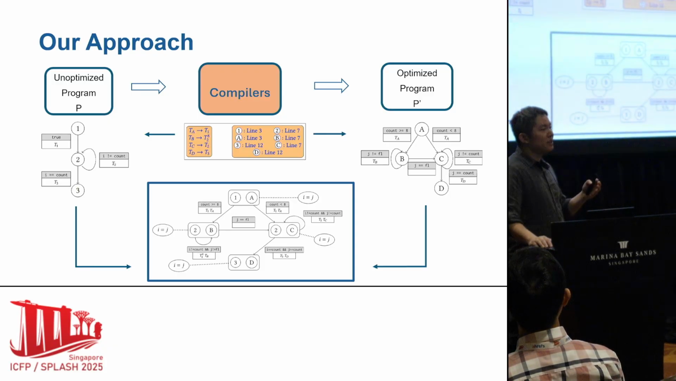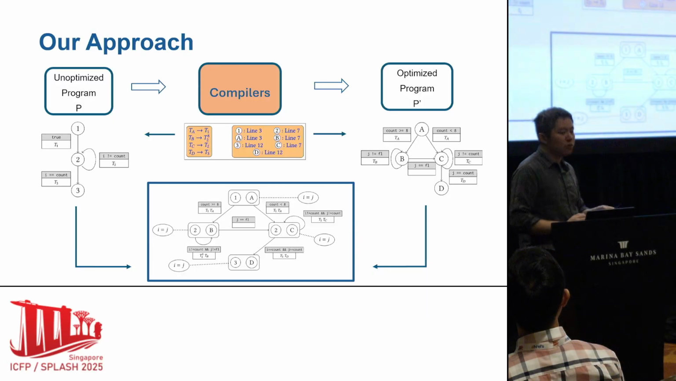That process is the same as existing work, but the difference is that in this case we no longer need inputs, right? We no longer need to observe the execution of P and P prime in order to align these two control flow graphs.